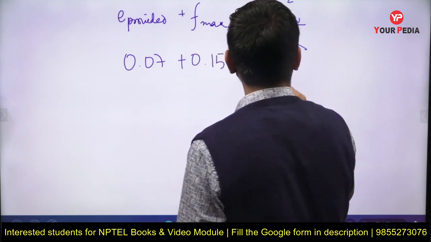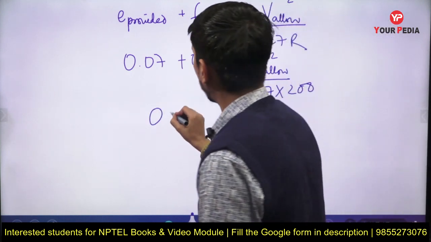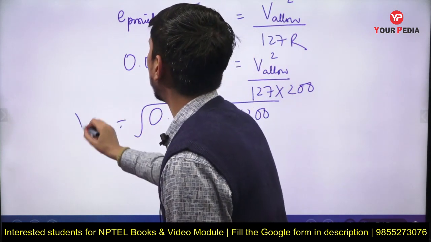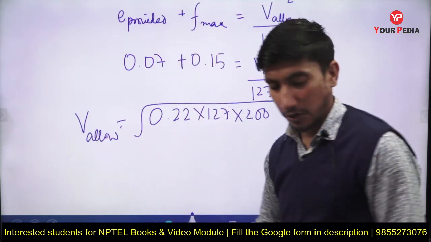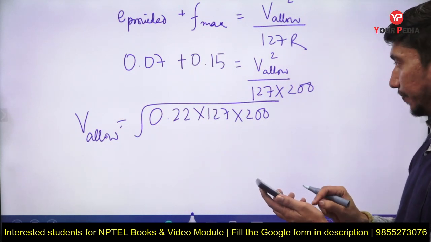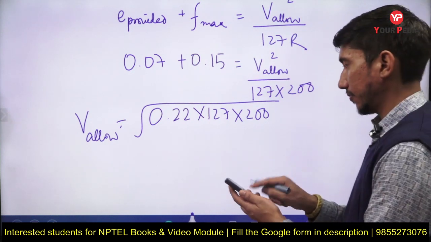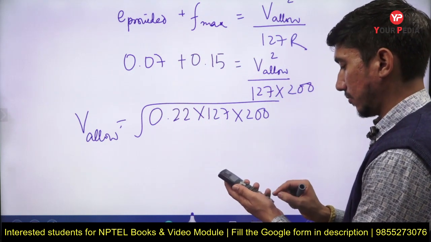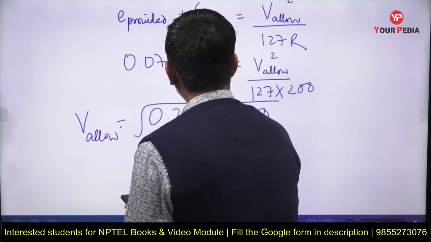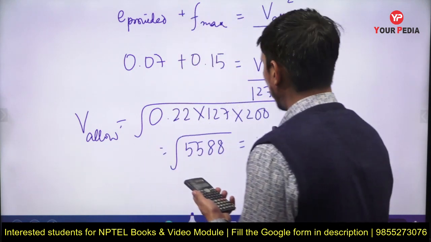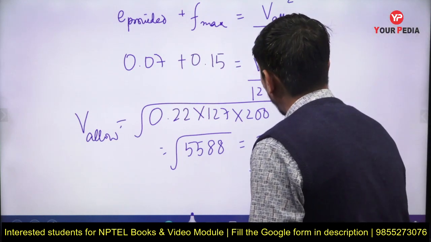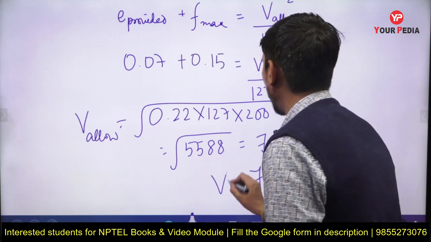So this is coming out to be this. So this will be 0.22 into 127 into 200 under root will give me the value of V allowable, the allowable speed on that particular stretch. So this is equal to 5588 under root, which is equal to 74.75 kilometer per hour. So let me just say 74 kilometer per hour is my allowable speed.